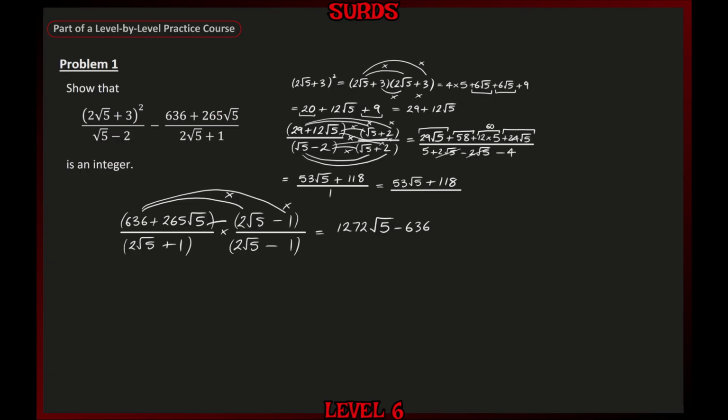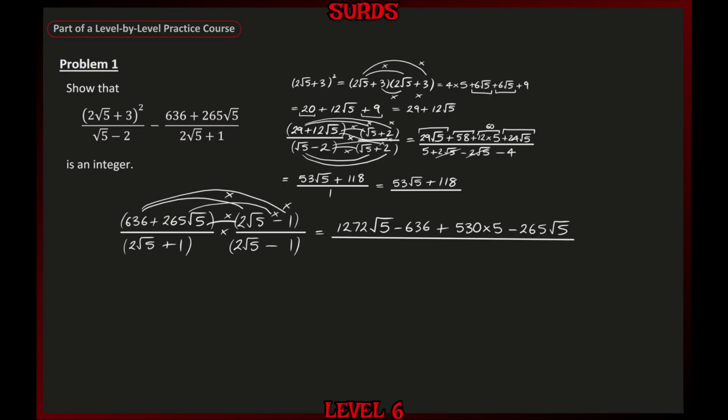Next, 636 times minus 1 is minus 636. 265 root 5 multiplied by 2 root 5 gives us, well, 265 multiplied by 2 gives us plus 530, and root 5 times root 5 gives us 5. So we get 530 times 5. Finally, we have 265 root 5 multiplied by minus 1, which is minus 265 root 5.